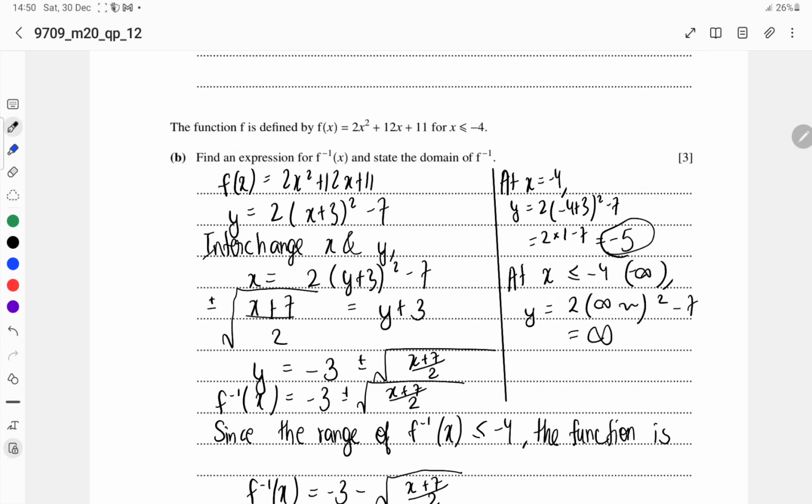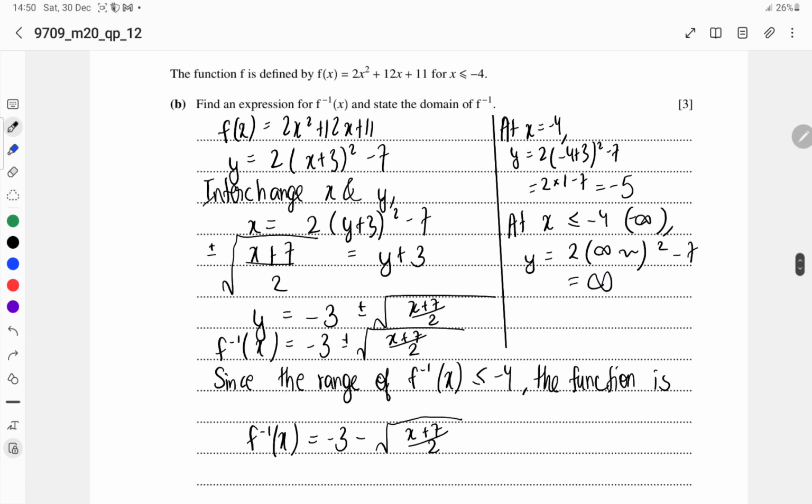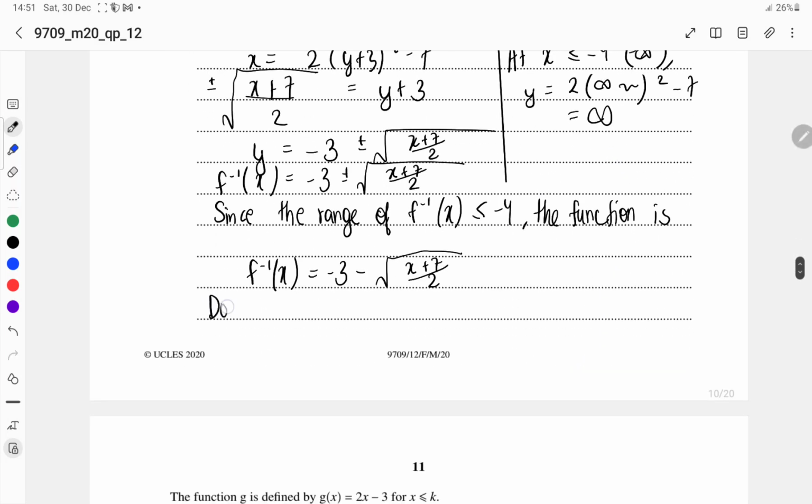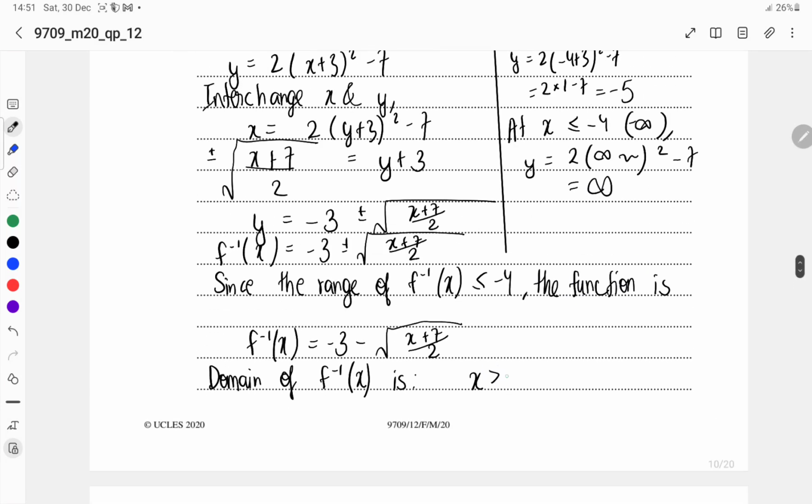So the domain of f inverse is going to be the range of this function, right? So we can see that the range of this function f x is always greater than or equal to minus 5. So it means that the domain of f inverse is going to be greater than or equal to minus 5, right? Then the domain of f inverse x is x greater than or equal to minus 5.